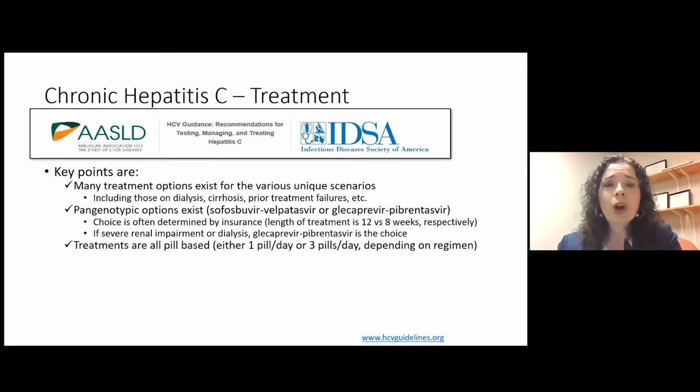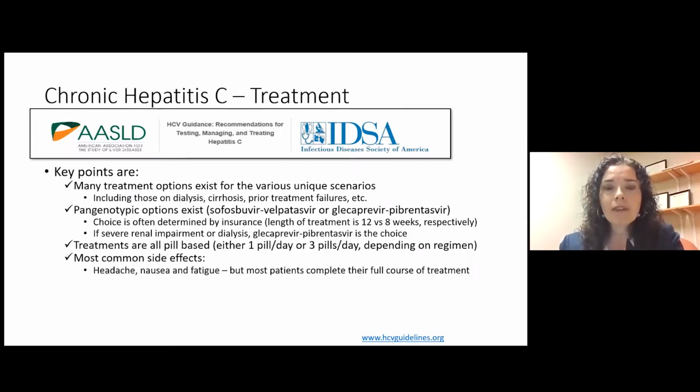Treatments are all pill-based, so either 1 pill per day or 3 pills per day is going to be the choice that you review with your patients, and that depends on the regimen selected. The most common side effects to review with patients are headache, mild nausea, and mild fatigue, but in truth, most patients complete their full course of treatment without stopping, and it's very, very manageable and tolerable.